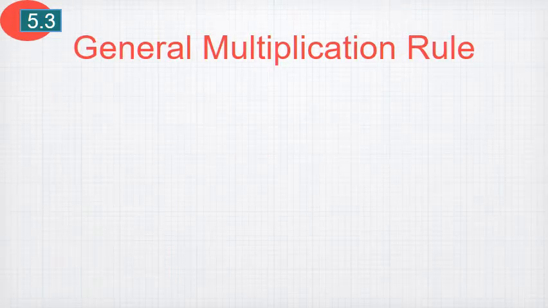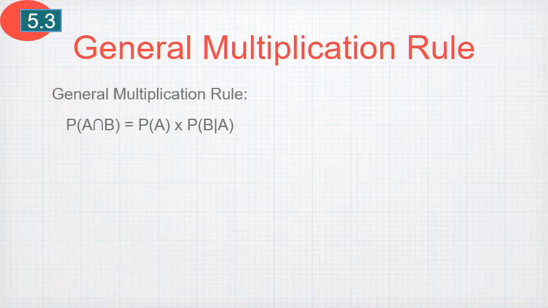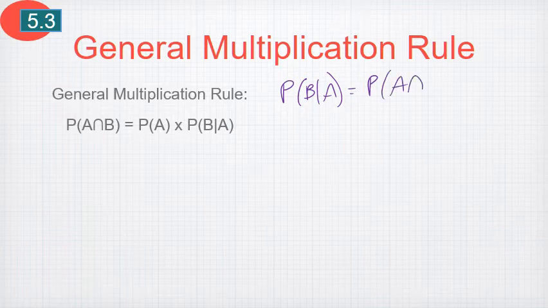So what we have now leads us to what's called the general multiplication rule. The general multiplication rule is this right here, that the probability of A and B is equal to the probability of A times the probability of B given A. Now on your fancy-dancy formula sheet, you're going to see it written slightly differently. You're going to see it written as the probability of B given A is equal to the probability of A and B divided by the probability of A. So this is what's given to you on the stats exam, which is slightly different from this formula. It's the same thing, it's just algebra.